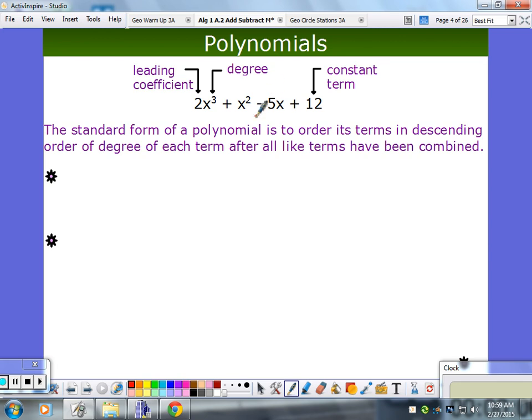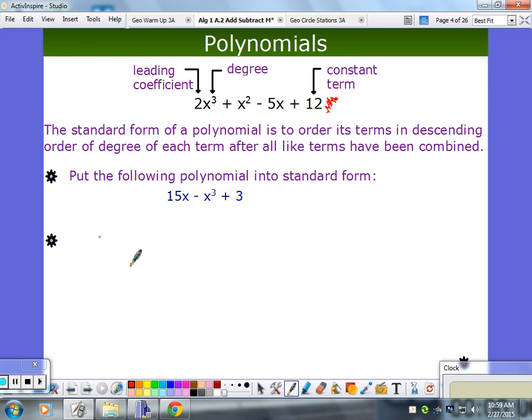Negative 5. And then what about this thing? It's a constant. It is 12, I guess the coefficient, but I don't really have the variable there. Do you want to think about this as being x to the 0? Because what's anything to the 0 power? 1. So you can think of 12 as a coefficient if you want, but we call it a constant.